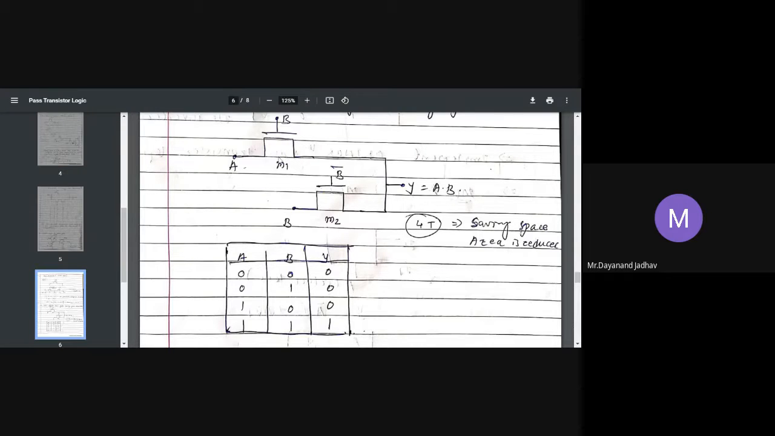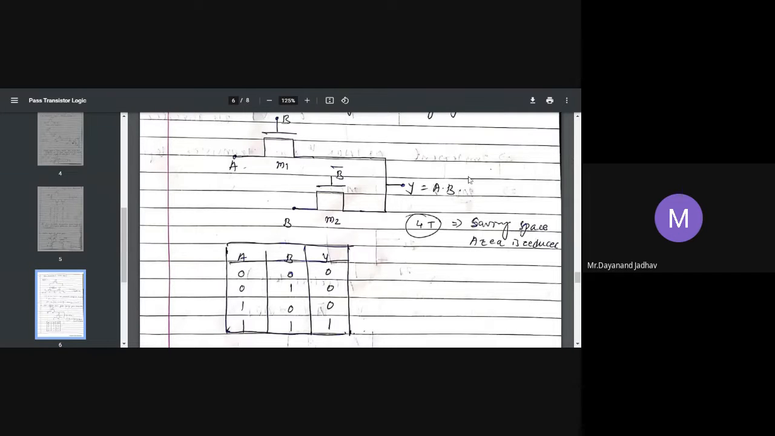By using that, we see how many transistors are required to implement this using pass transistor logic. When we compare with the static logic, there are 6 transistors required. Here, when we consider A and B, by using this logic, B and B bar we can consider as gate voltage.